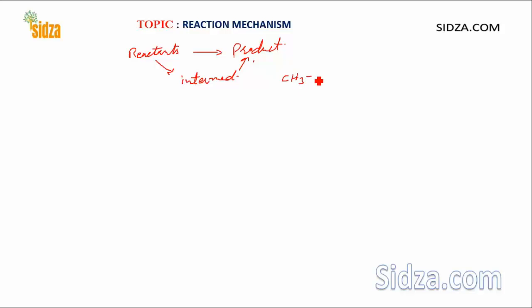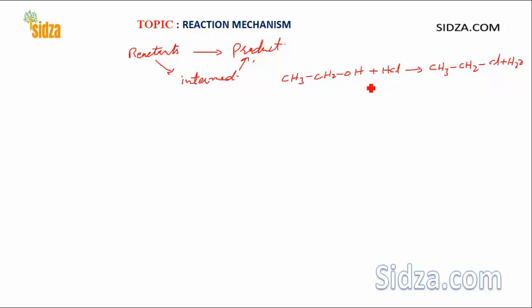Suppose we take an example of an alcohol, CH3CH2OH. If we react it with hydrochloric acid, the hydroxide group is replaced by chlorine, and you get CH3CH2Cl plus water. The reactants here are the alcohol and the HCl, and the products are ethyl chloride and water. But what we actually find is that this reaction doesn't occur in one step.